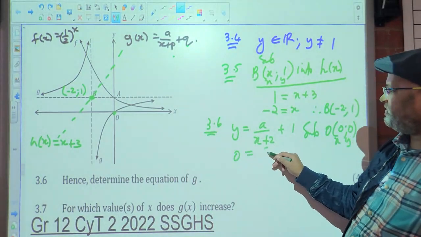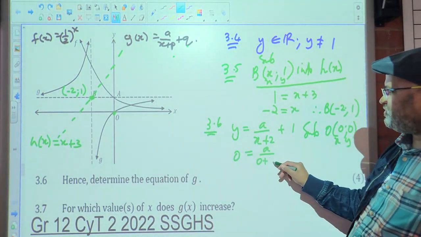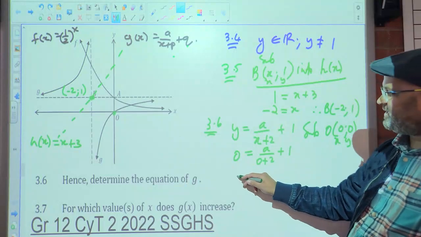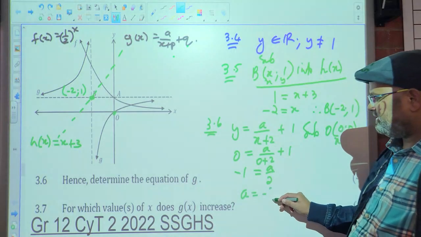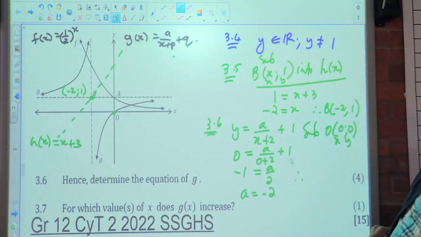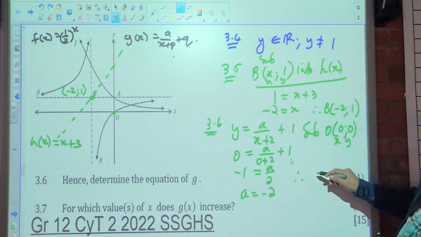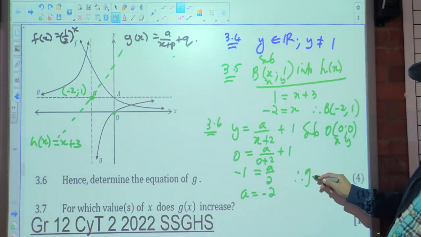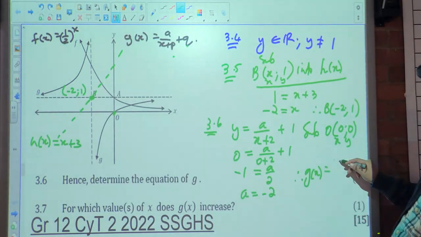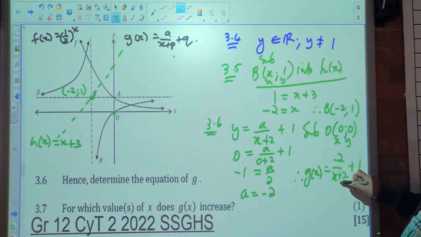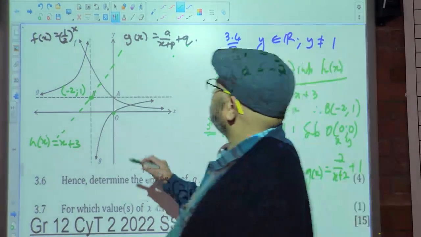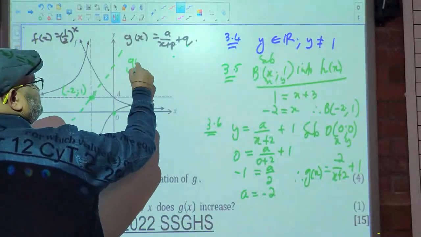So 0 is equal to a over 0 plus 2, plus 1. Take that over the equal sign. Negative 1 is equal to a over 2. So a is negative 2. Therefore, g of x is equal to negative 2 over x plus 2, plus 1. And that's your g of x graph.